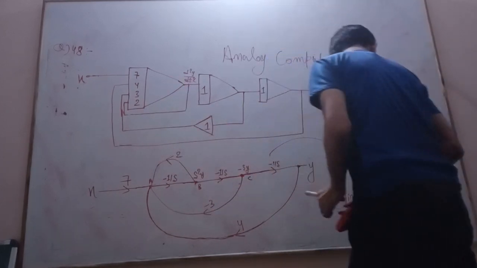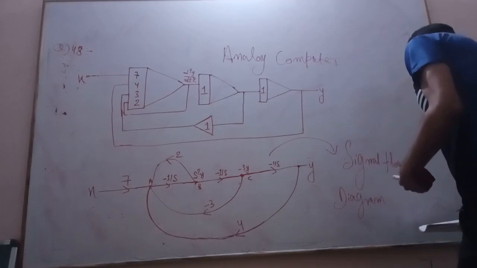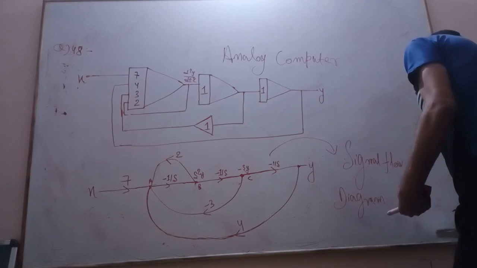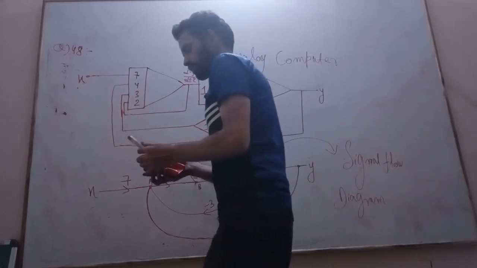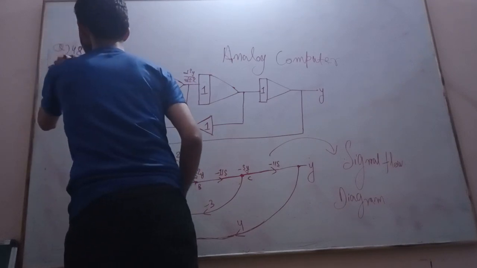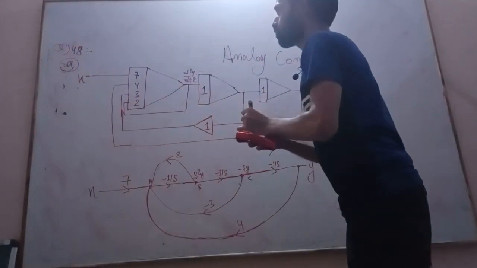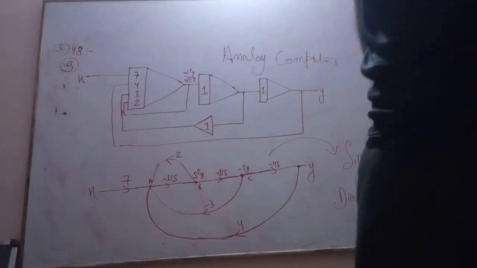Therefore the option that is matching with this is 7, minus 1 by S, minus SY. So this is 2, 3, and option A is correct. For this, option A is correct. That is question number 48. Let us move to question number 49.